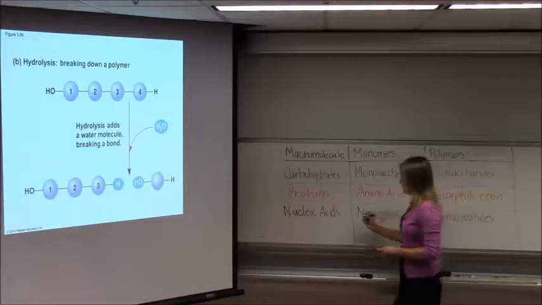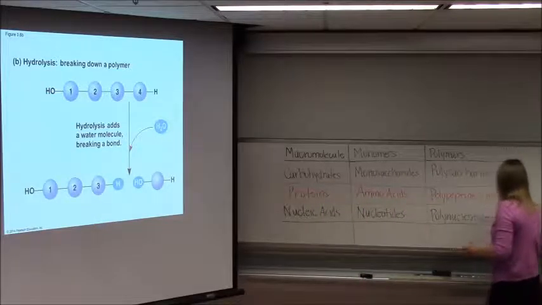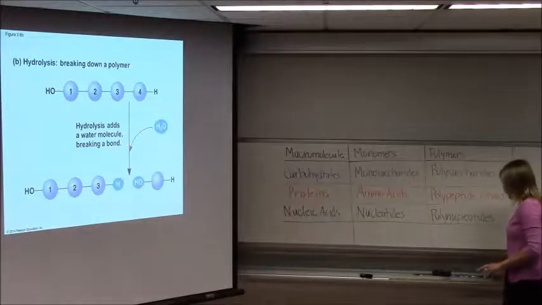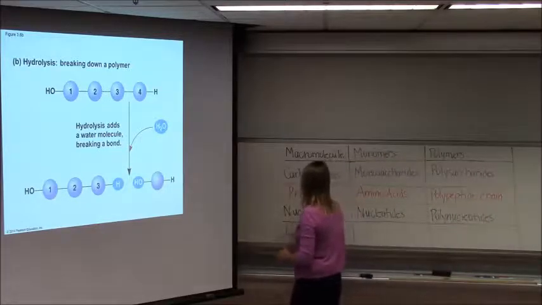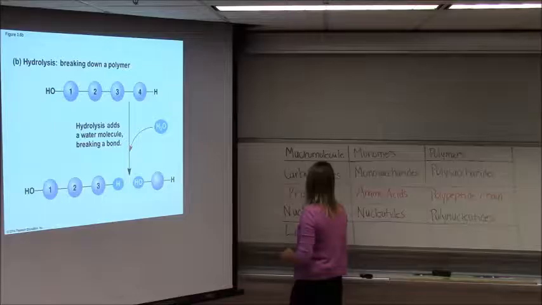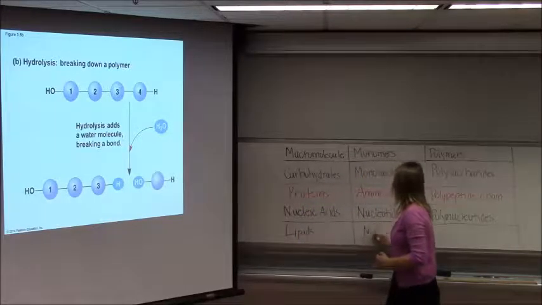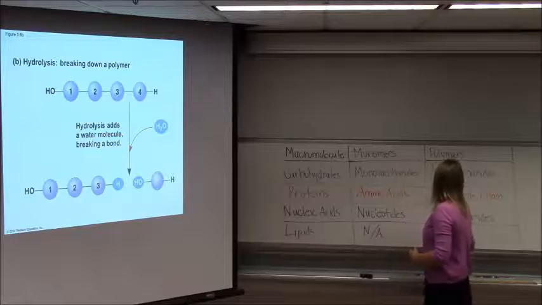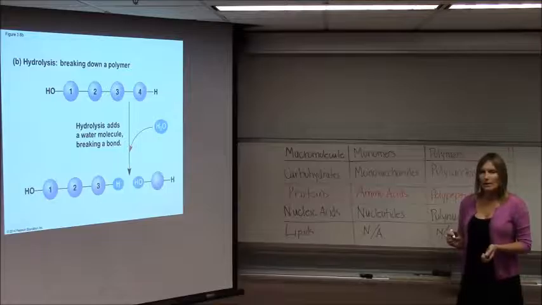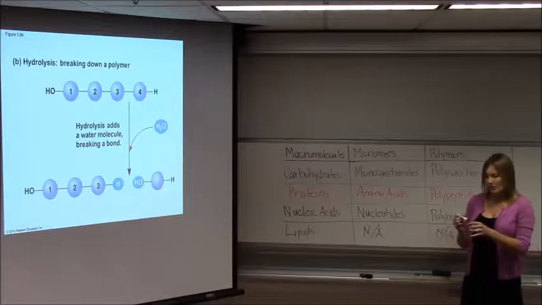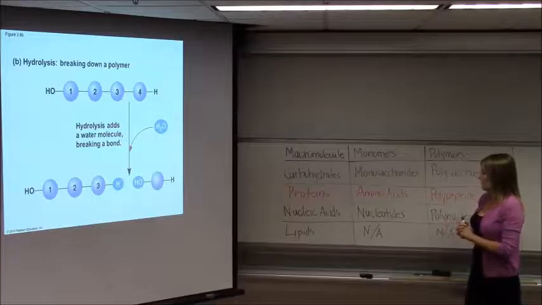Okay, and then finally, the last category of macromolecule, the lipids, they don't follow this nice model of monomers linking together to form polymers. So we're going to put not applicable. Lipids have some characteristics that unite them, but they're also very different from each other, and they do not follow this model of monomers linking together to form polymers.